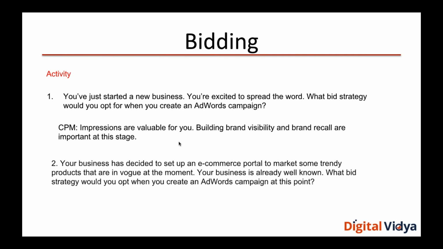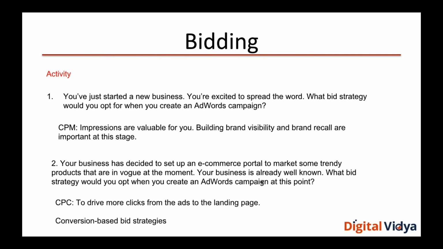Okay. Next question. Your business has decided to set up an e-commerce portal to market something that is quite trendy. Now, your business has already been well established. What kind of a bid strategy would you opt for when you want to create a campaign, AdWords campaign at this point? So, what's the point? You're going to set up an e-commerce portal to sell some stuff. CPC, CPA, CPC. Okay. What else?